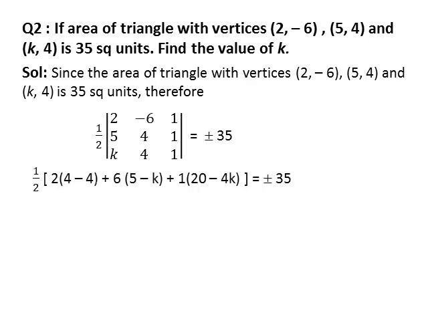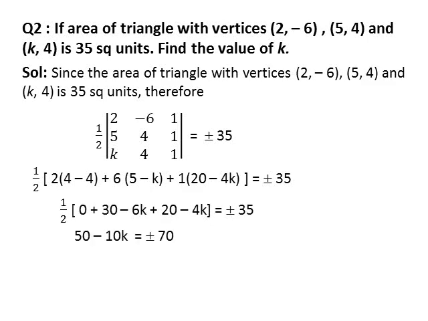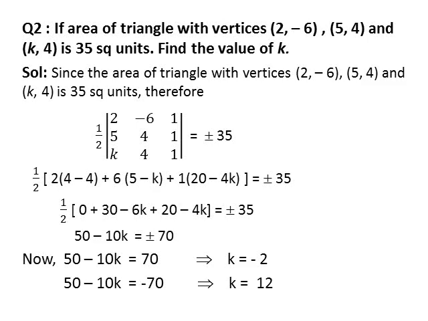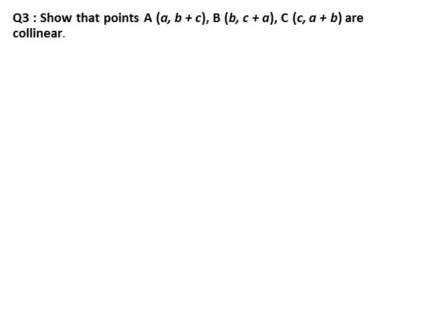Now in the next step, to find the value of the determinant, expand it along R1, then simplify it. We get 50 minus 10k equals plus minus 70. Now first solve 50 minus 10k equals 70, which implies that k equals minus 2. Then solve 50 minus 10k equals minus 70. It gives us the value of k equals 12. Moving to the next question.